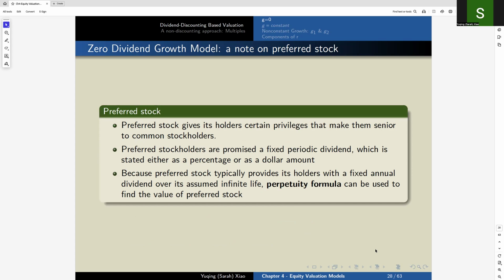So what exactly is a preferred stock? Preferred shares promise a fixed dividend, often stated as a percentage of face value or a fixed dollar amount. Because these dividends are assumed to continue indefinitely, the perpetuity formula fits perfectly. That's why preferred stock is often described as a perpetuity in finance.